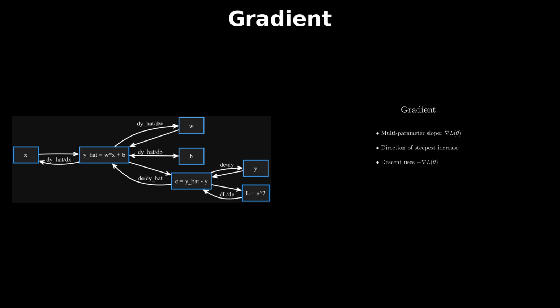Where do the gradients come from? For each parameter, you ask, if I nudge this parameter a tiny bit, does the loss go up or down, and by how much? Collect all those partial derivatives into one vector, the gradient. In practice, automatic differentiation computes these derivatives exactly and efficiently.